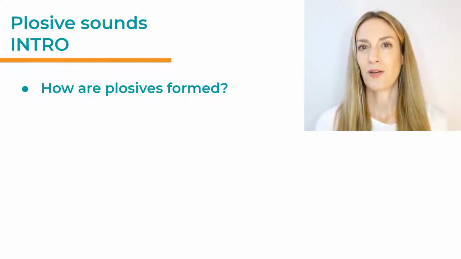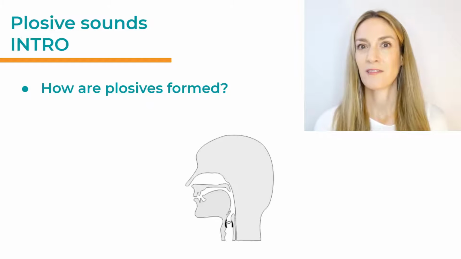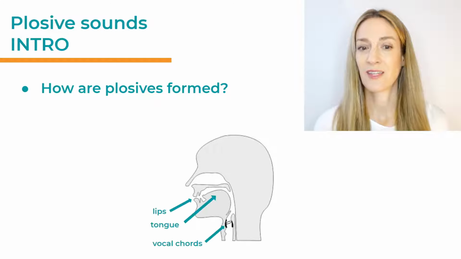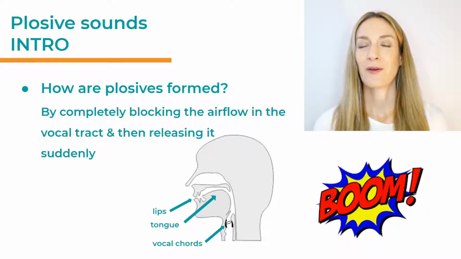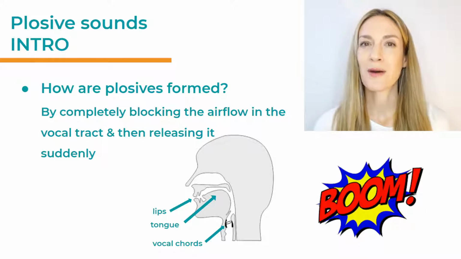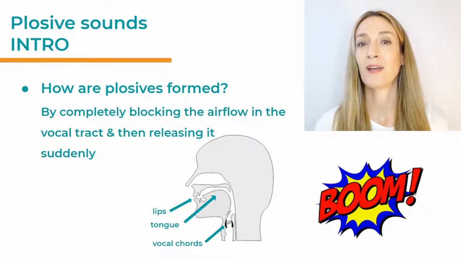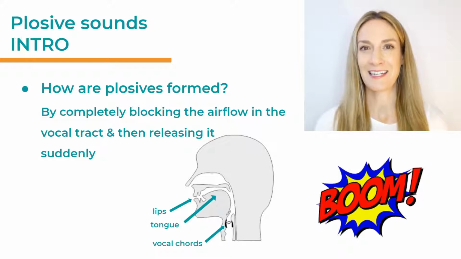How are plosives formed? For that, we need to have a look at our vocal tract. I've labeled this diagram here for you so you can see where the lips, the tongue, and the vocal cords are in your vocal tract. Now, plosives are formed by completely blocking the airflow in the vocal tract and then releasing it suddenly.